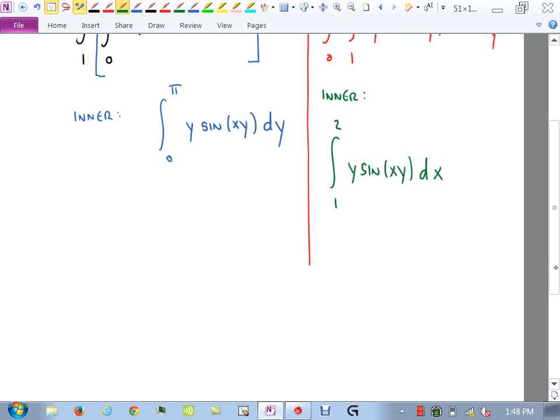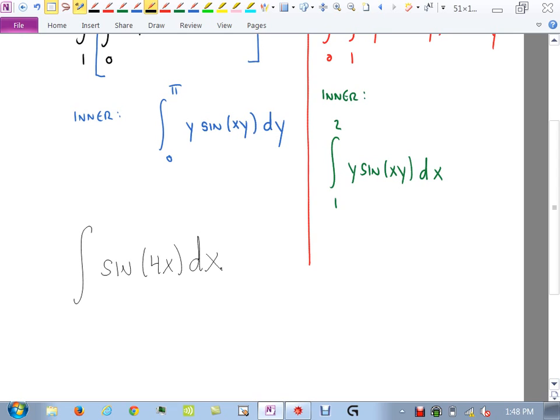Negative cosine xy, but then you have to scale, so you have to take out a y also, 1 over y, because y is our constant. So let me put this down here so you can see. If I asked you what's the antiderivative of sine of 4x dx, it would be negative 1/4 cosine of 4x, because you have to scale by what's in front.